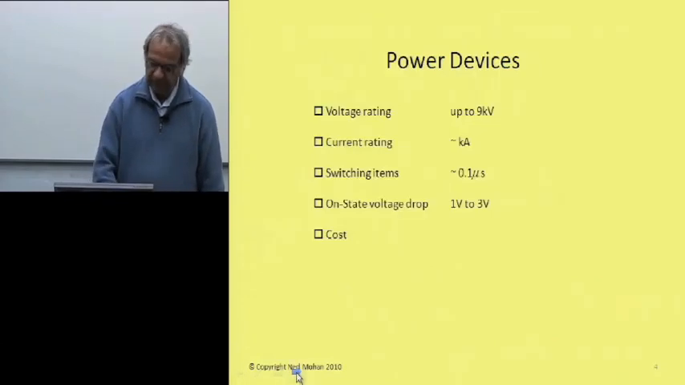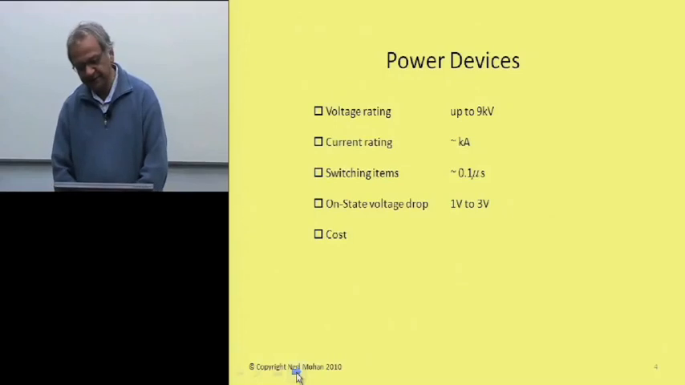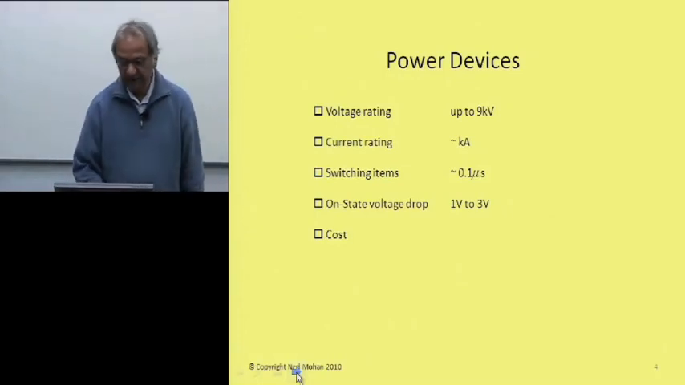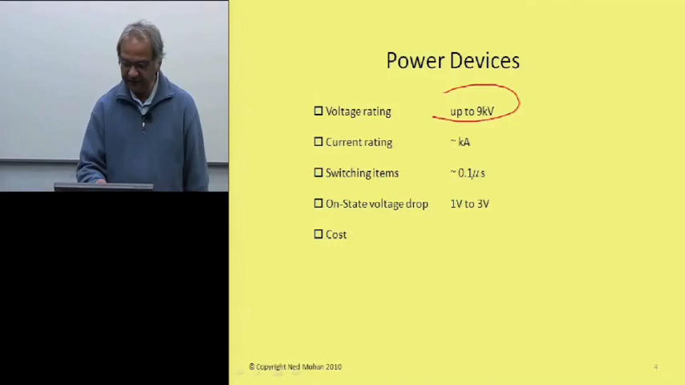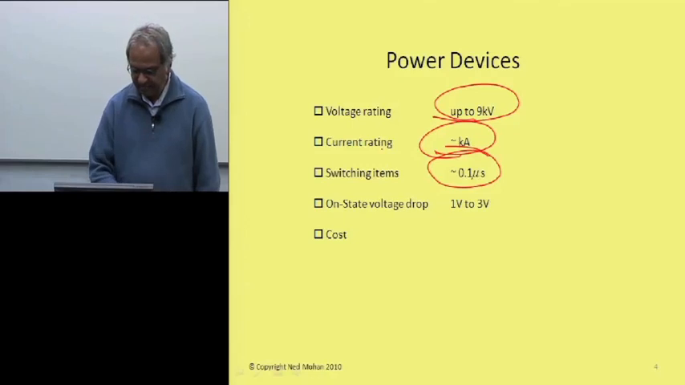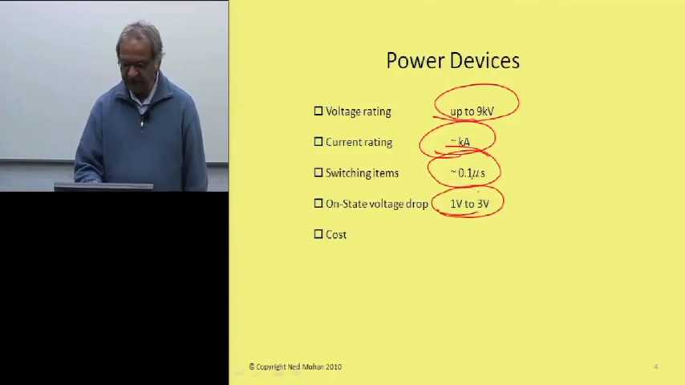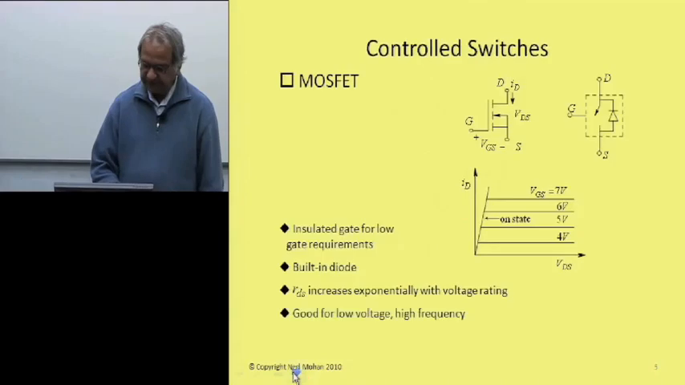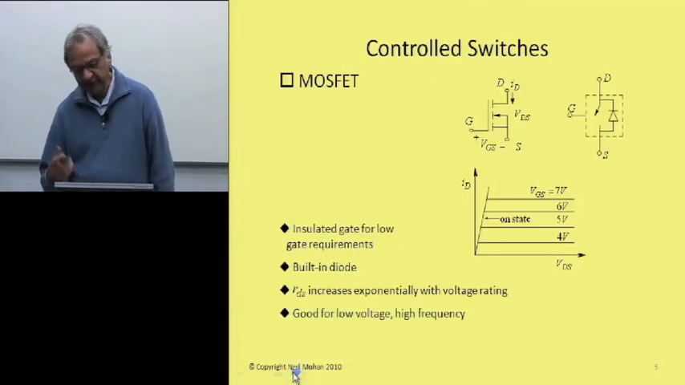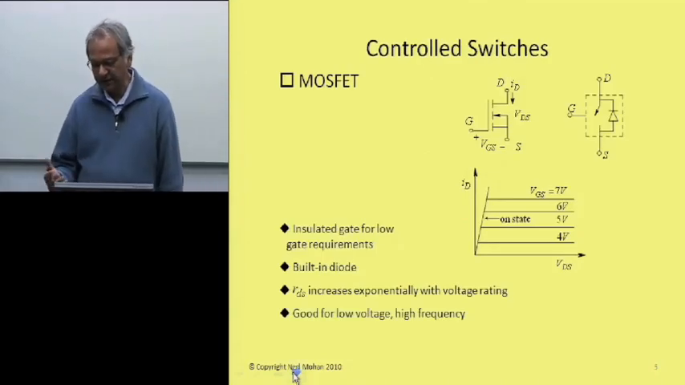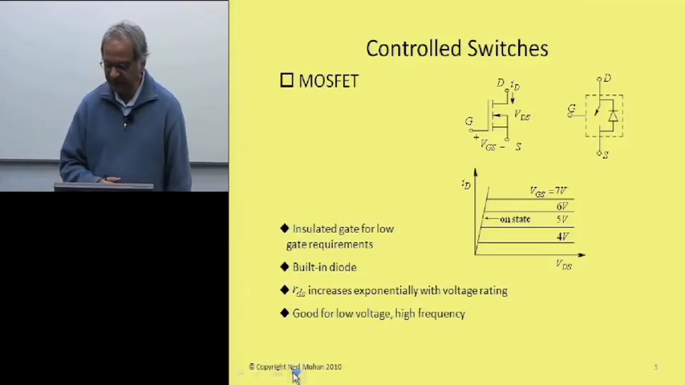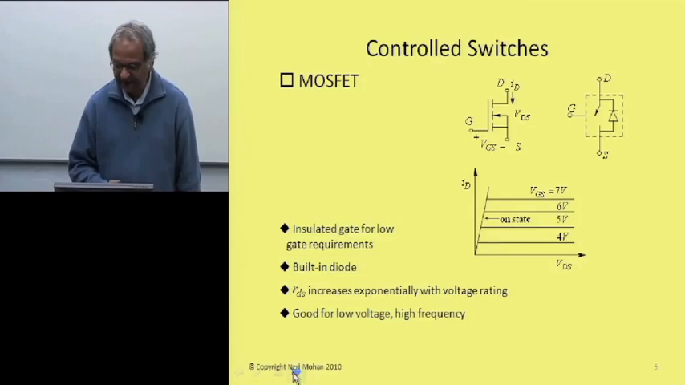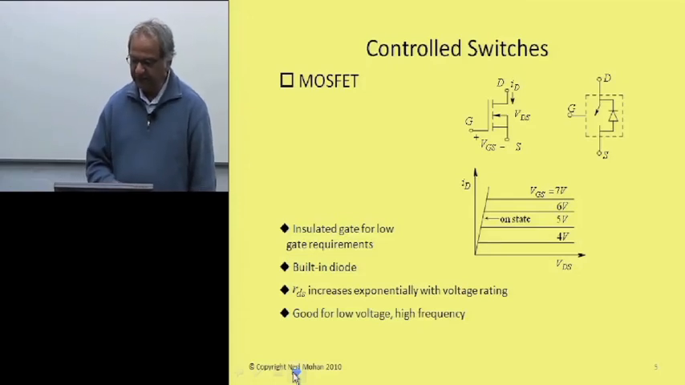Okay. So let's come to these devices that make up these converters. They are available in very large voltage ratings. The current ratings are in kiloamperes. They can switch very fast, and the on-state drop is also very small compared to their voltage ratings, and the cost is going down here. So what are these devices? Well, one of them is MOSFET. So if you're using it in a converter where the maximum voltage that these devices would see is 200 volts or less, then I think MOSFET is a pretty good choice.